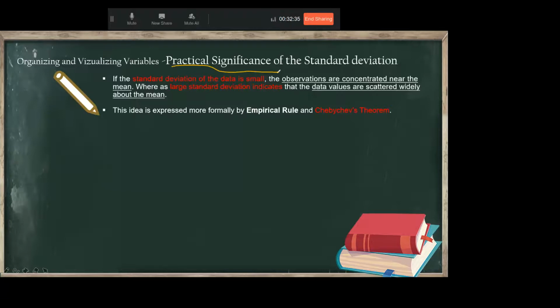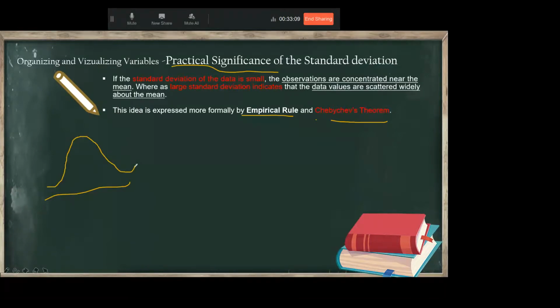Whereas larger deviation indicates that the data values are scattered. This idea is expressed more formally by the empirical rule and Chebyshev's theorem. These are two ways to find out the distribution of the data, that is, how much data lies under a certain curve.